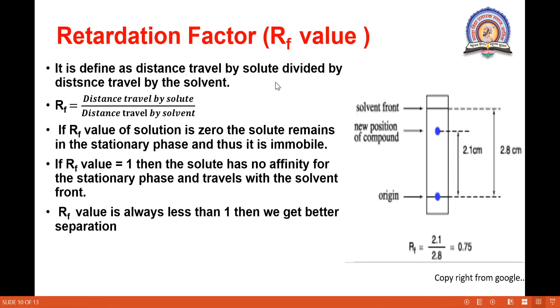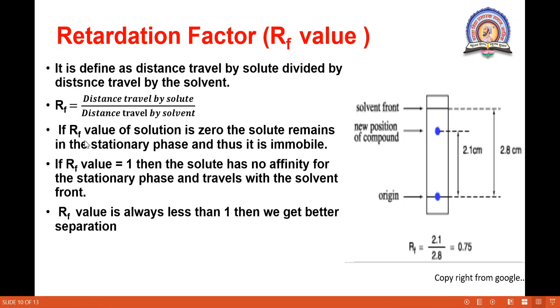Our formula is distance traveled by solute upon distance traveled by solvent. That's why putting the value 2.1 upon 2.8, we are getting 0.75. We know that this RF value is always less than 1. Then we get a better separation.